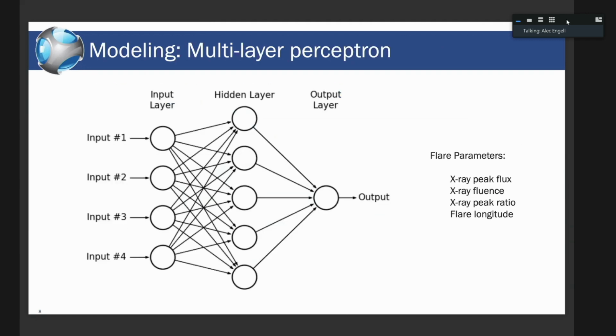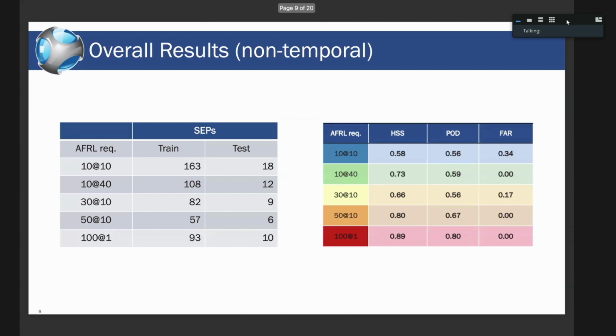It doesn't get any simpler than a multi-layer perceptron model in terms of a neural network. So the flare parameters that we put into this guy were X-ray peak flux, X-ray fluence, X-ray peak ratio, and flare longitude. All right, so these were the results.